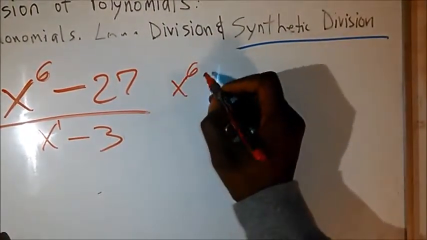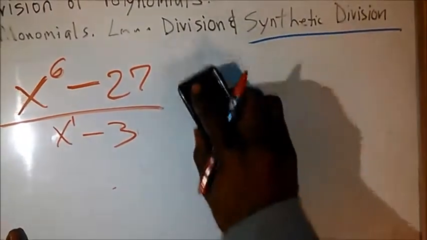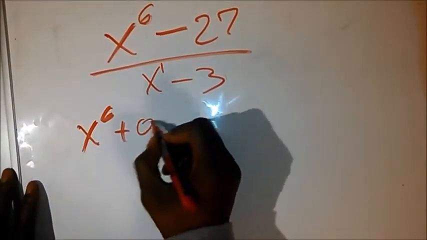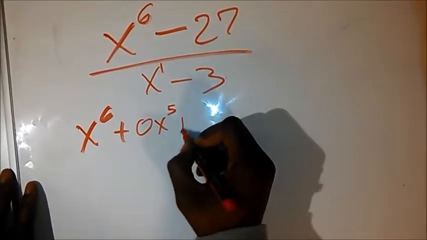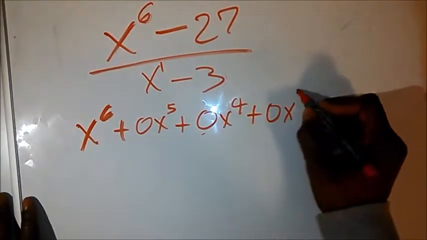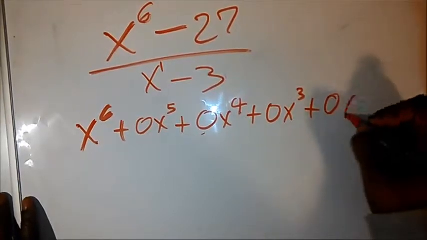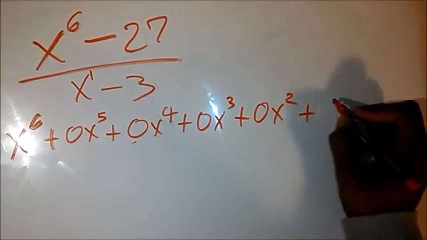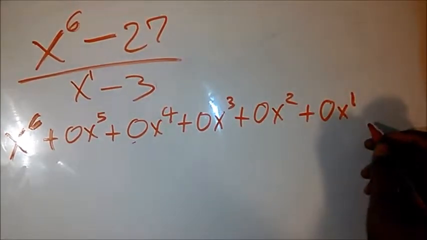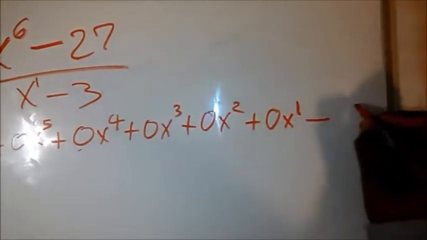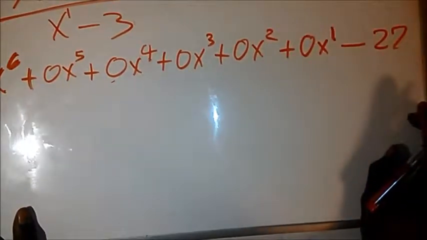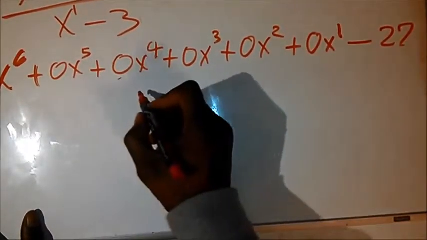For x to the 6, I don't think we have space for this, so I need to go around the bottom. x to the 6th power plus 0x to the 5th power plus 0x to the 4th power plus 0x to the 3rd power plus 0x to the 2nd power plus 0x to the 1st power minus 27. It's very long. So let's take this long thing and apply synthetic division to it. It's going to be even shorter.